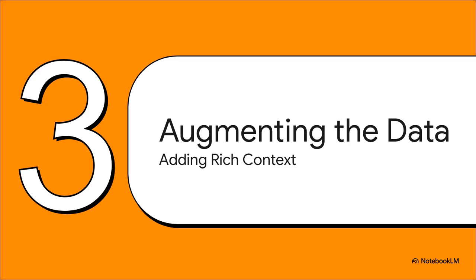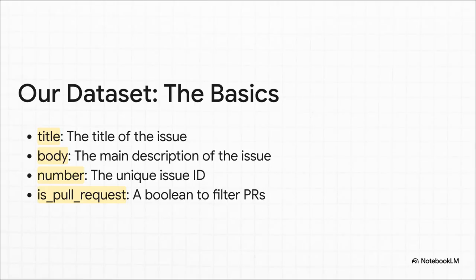Okay, so we've collected our raw materials, but that's just the first step. To make our dataset truly powerful, we need to enrich it. It's time to add more context, more detail. Right now, our dataset has the essentials. We've got the title and the main body text for each issue, its unique number, and a little flag telling us if it's an issue or a pull request. This is a great starting point.